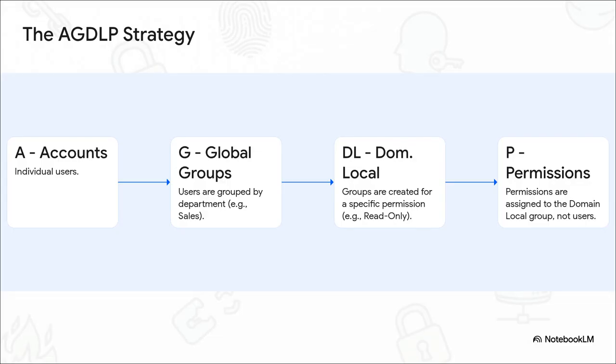First, you've got your individual user accounts. You take those accounts and you put them into global groups, which are usually based on teams like sales or marketing. Then you take those groups and put them inside domain local groups, which are based on a task like read sales reports. And only then, at the very end, do you give permissions to that final group. It's kind of like a set of nesting dolls.